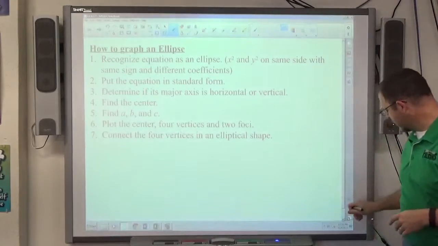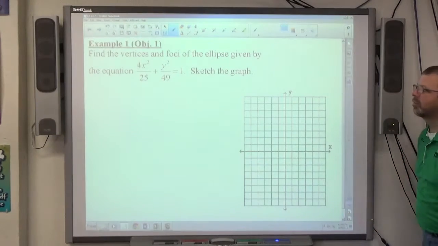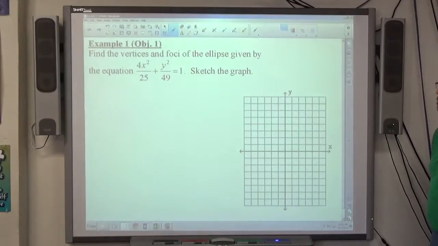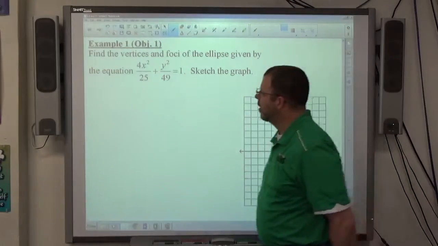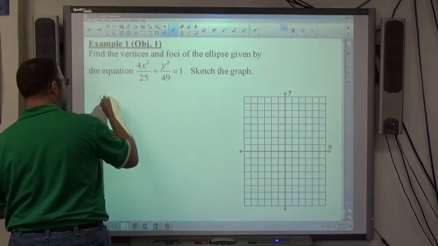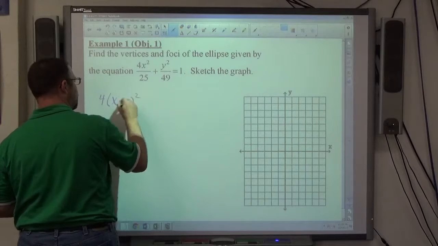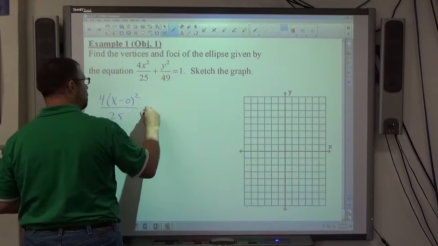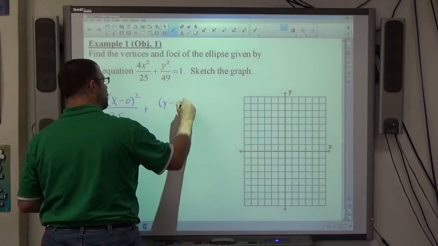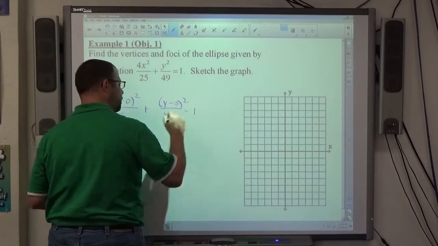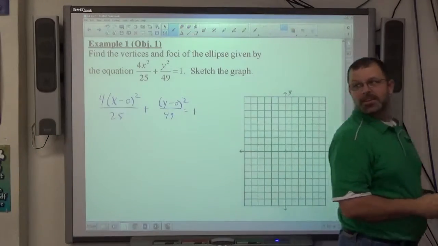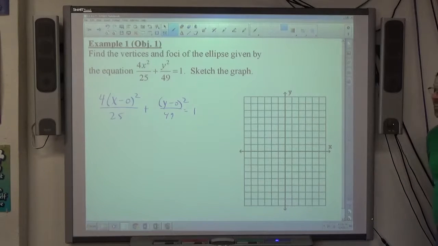All right, so taking a look at example 1, why is that not in standard form? It's because it's not x, the quantity of x. So let's do that much. So we have 4 parentheses x minus 0 squared over 25 plus y minus 0 squared over 49 equals 1. Okay, it's still not standard form. Why isn't it?